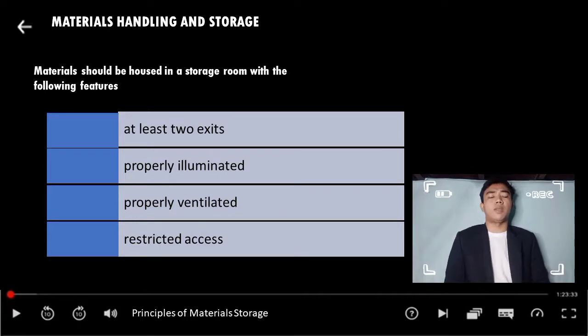everything you want. The house storage must have at least 2 exits, properly illuminated, properly ventilated, and especially restricted access, wherein there are just a few or selected workers that have the authority to manage what is inside the material storage, and they have the responsibility for the development of it.